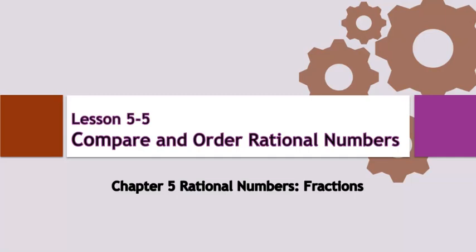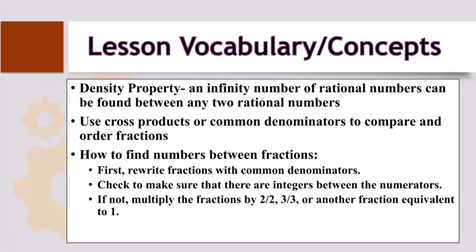Lesson 5-5, compare and order rational numbers. Now again, rational numbers are those numbers that can be written as a fraction or a decimal that repeats or comes to an end, so it's terminating. In this lesson, though, we're going to be looking at the density property. The density property of rational numbers just says an infinite number of rational numbers can be found between any two rational numbers. So how are we going to do that?